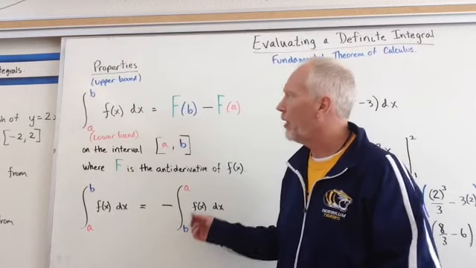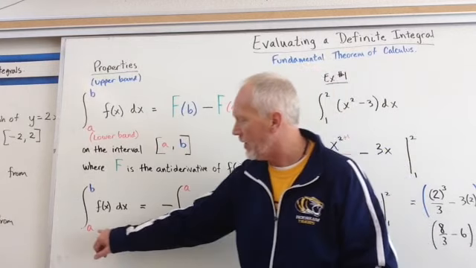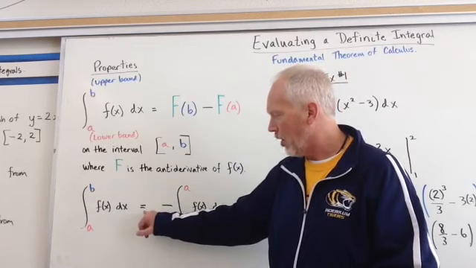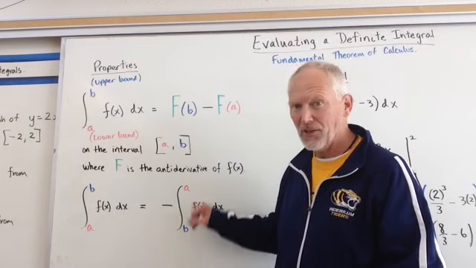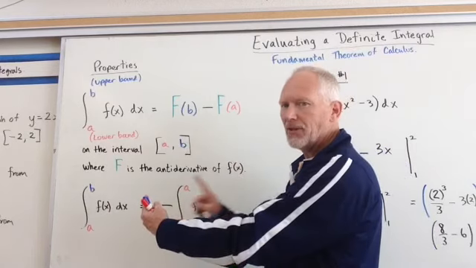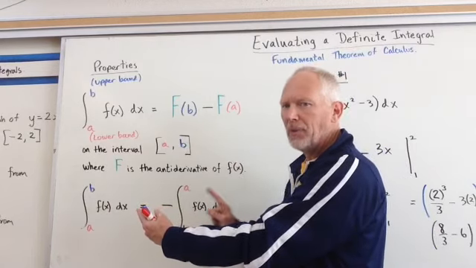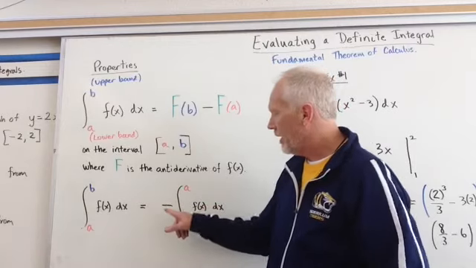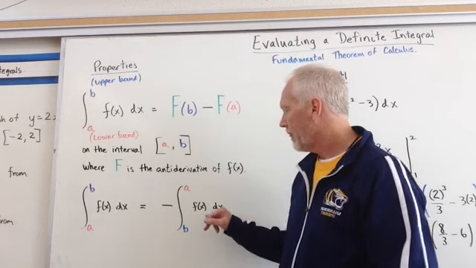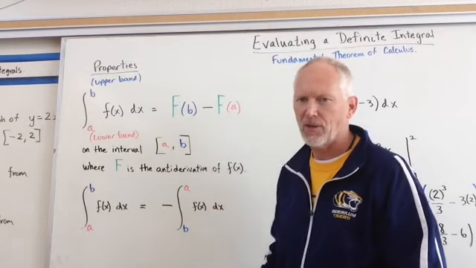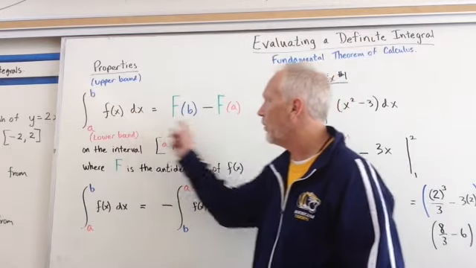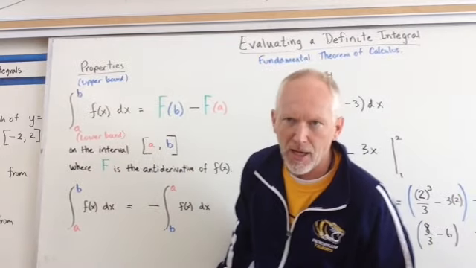Another property of evaluating is that if I have the integral from a to b of f of x dx, that will also equal the negation of the integral from b to a of f of x dx. So if I want to go from a to b, I can, but if I want to go from b to a, I take the negation and work backwards. That's just another property we want to have. So that's the fundamental theorem of calculus. Let's see it in motion.